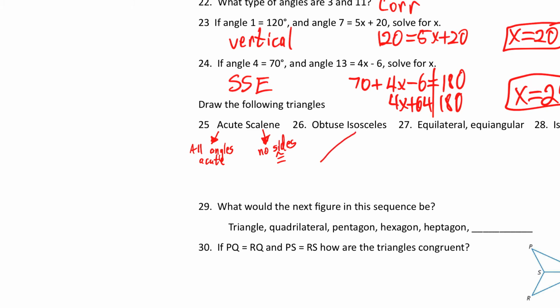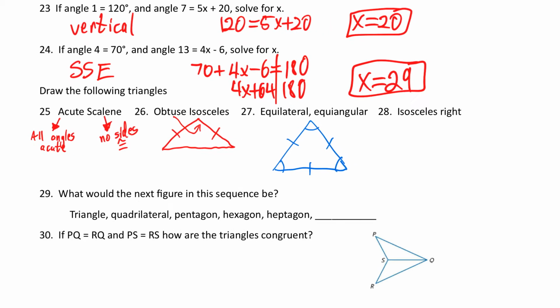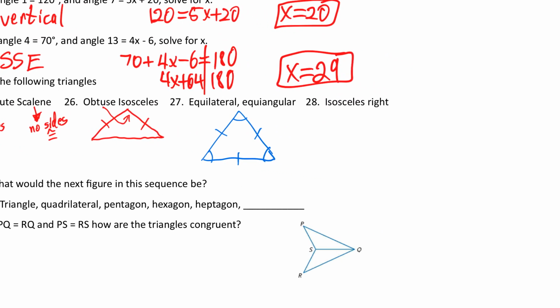On these others, I am going to draw it. So obtuse isosceles is like this, where these two sides are the same, and where this angle right here is obtuse, it's bigger than 90. Okay, equilateral, equiangular. That's where all the sides are the same length, and all the angles are the same measurement. And then isosceles right is like this, where it's a right angle, and you have two sides that are the same length.